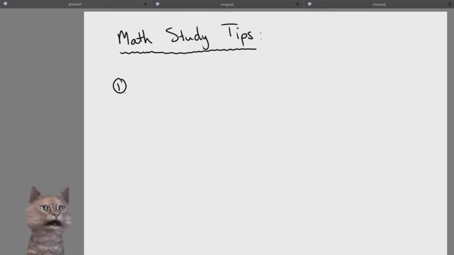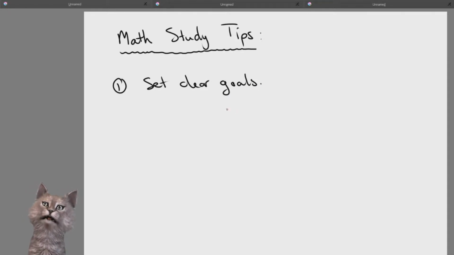The first one is I wanna set clear goals. That means don't be vague and say, oh, I'm gonna study math for an hour. Be clear and specific and say, I'm going to do this kind of practice problem until I get 5 in a row correct. Be clear and specific. And then when you actually achieve that goal, you'll feel so much better and you will notice that you're making progress. With vague goals, it's hard to recognize that you're making progress.